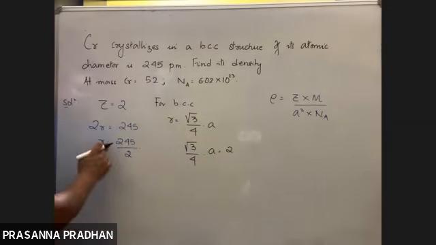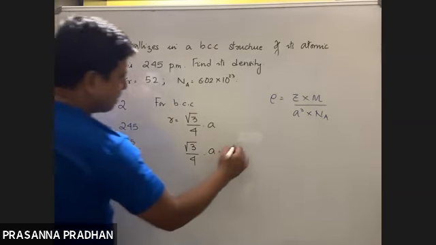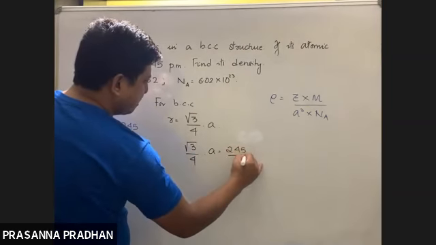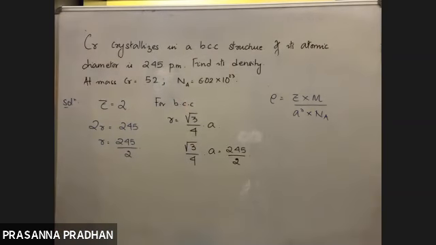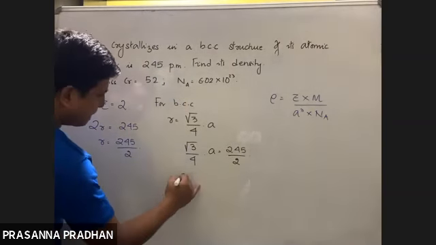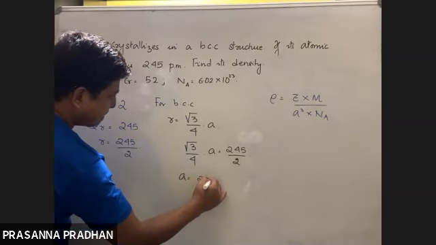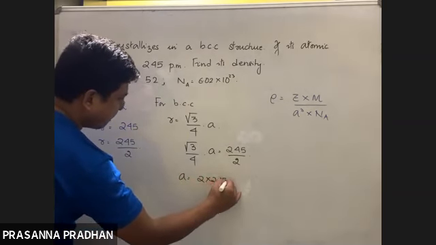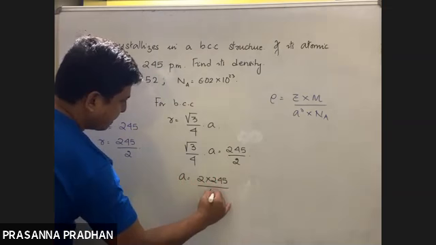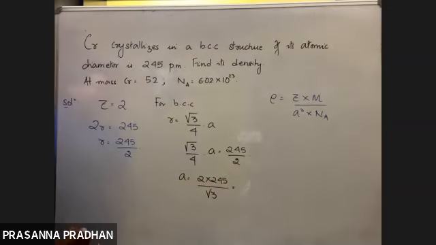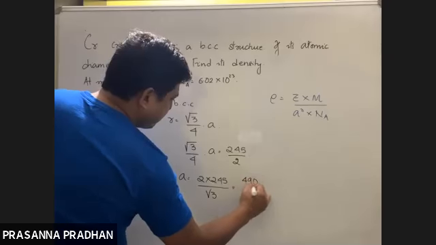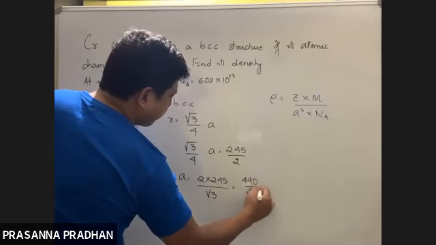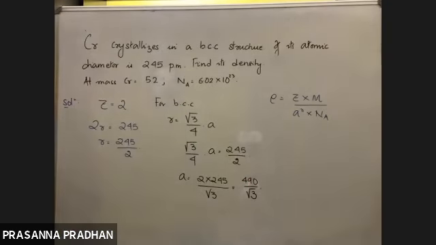What is the value of R? 245 by 2. So what is the value of A? A equals twice into 245 divided by root 3. So what is 2 times 245, guys? 490, divided by root over 3. This is what will come. So take the board.